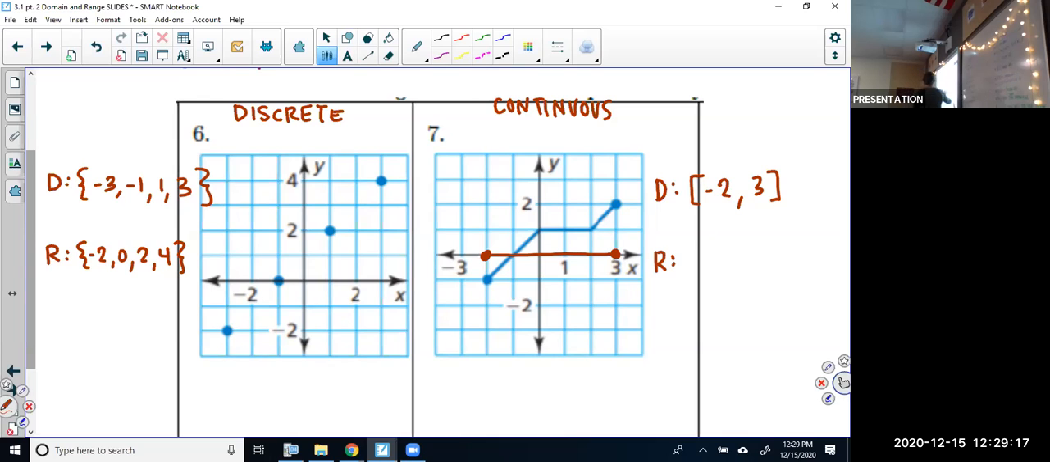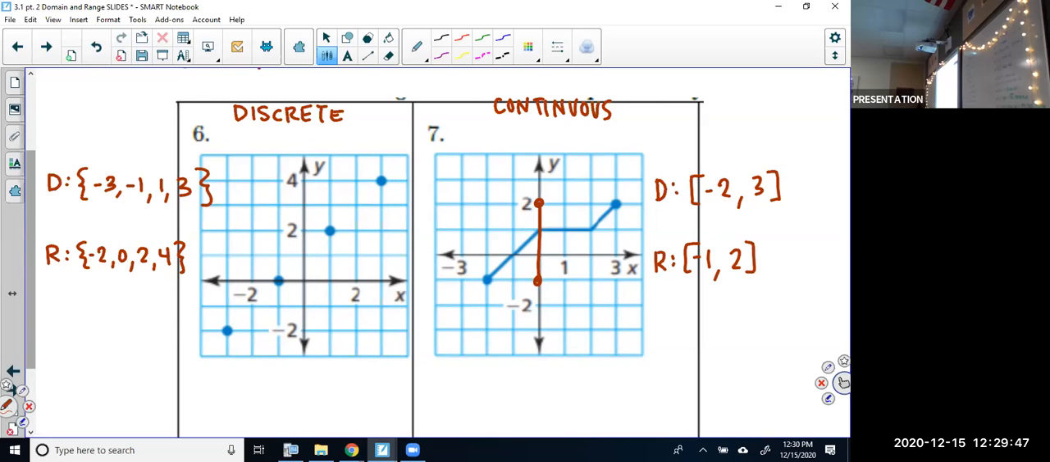Anyway, what's the range for this one? When I smash it down, it's gonna be from here up to here. So what's that gonna look like? Bracket, comma 2 bracket. Nice. Okay. That's our domain and that's our range. Cool.